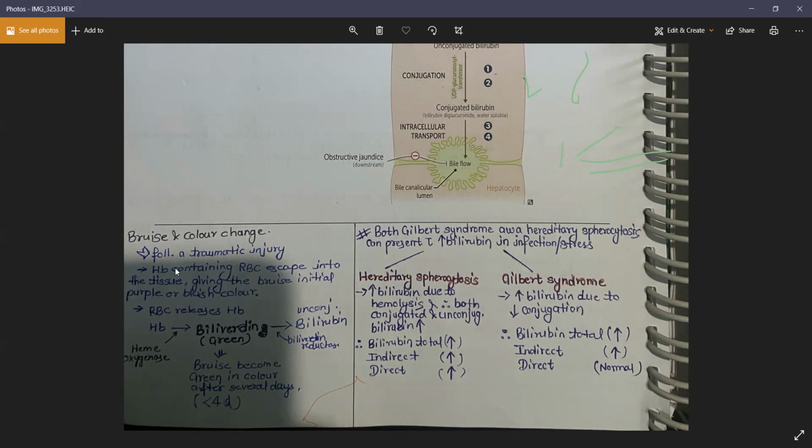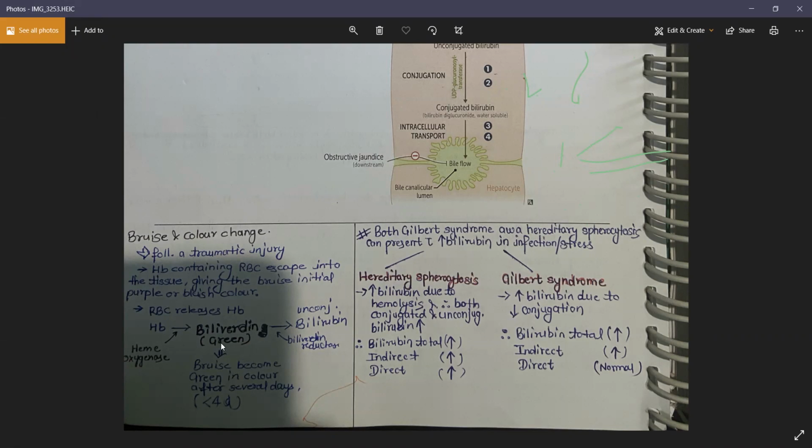When the hemoglobin is released from the RBC, it will first be converted into biliverdin by the action of the enzyme heme oxygenase. And this biliverdin will give the bruise a green or blue color that you see, right? So if the step one asks you why you are having a blue or green color of this bruise, it is because of the biliverdin, which is kind of a green color.